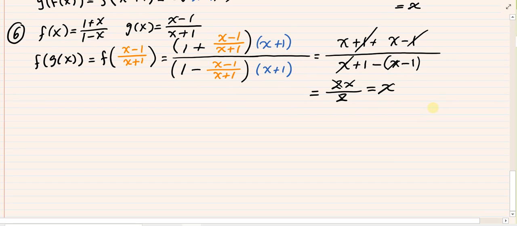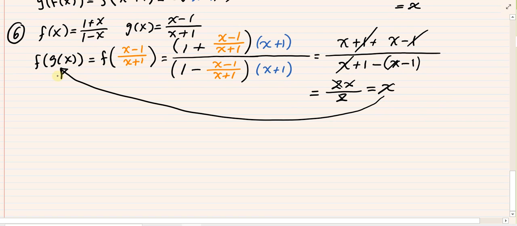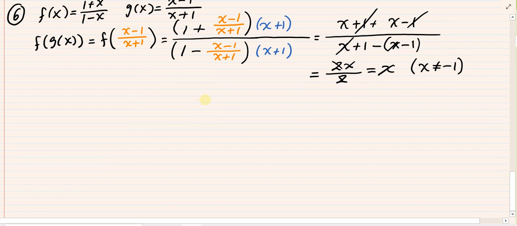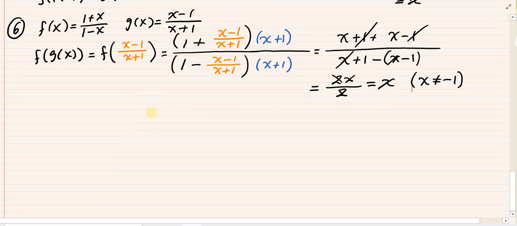Now this is true provided x is in the domain of g of x, right? In other words, this is true provided x doesn't equal negative 1. So keep that in mind. We have to be in the domain of the inside function, which would be the same as being in the range of the outside function.